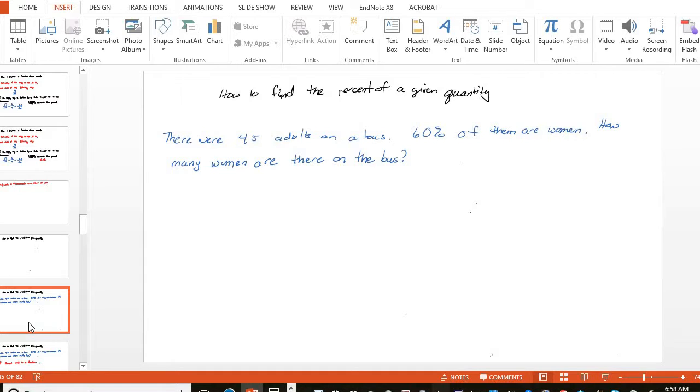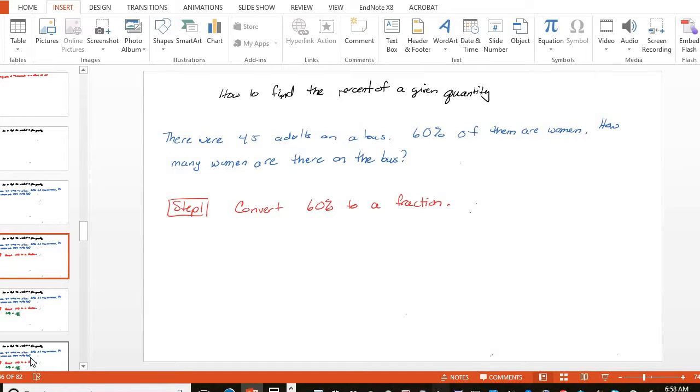So how do I find the percent of a given quantity? Here, I went straight to the word problem, some of the word problems, so that you can see it in use, because otherwise you have to have it in context. So 45 adults were on a bus. 60% of them are women. How many women are there on the bus?